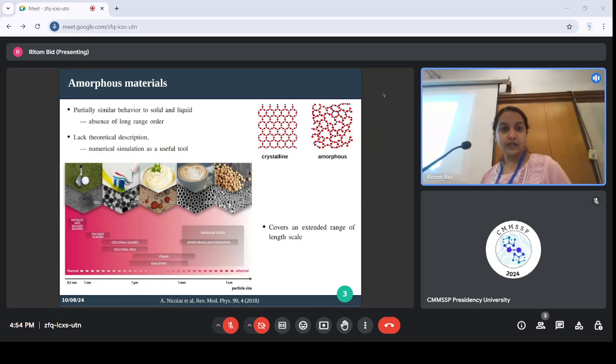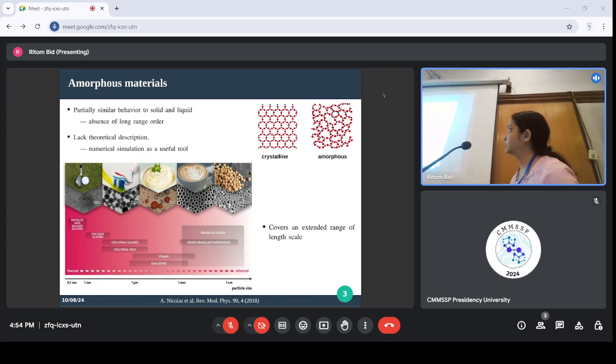People are always curious about amorphous materials because they exhibit partially similar behavior to both solids and liquids, in the sense that their microscopic structures are liquid-like, that is fully disordered, whereas their macroscopic or bulk behavior is solid-like, that is they can sustain a certain amount of applied stress. And due to the absence of long-range order in those amorphous materials, it is very difficult to deal with such systems theoretically.